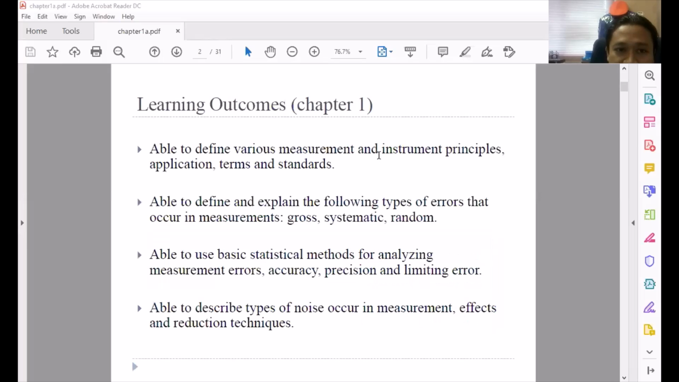First of all, these are the learning outcomes for chapter 1. The first learning outcome is to be able to define various measurement and instrument principles, applications, terms, and standards. This we cover today. Learning outcome number 2 is to be able to define and explain the following types of error that occur in measurement, such as gross error, systematic error, and random error. This will be covered in the next class.